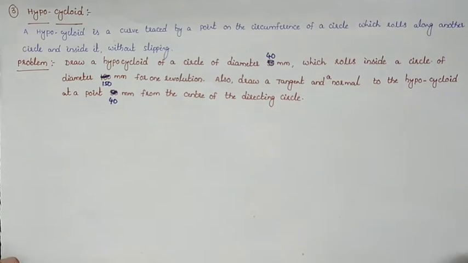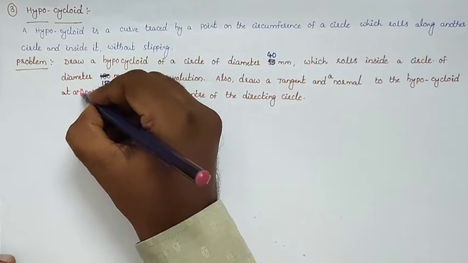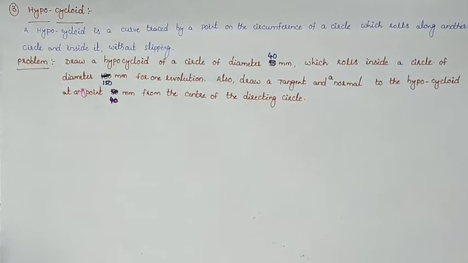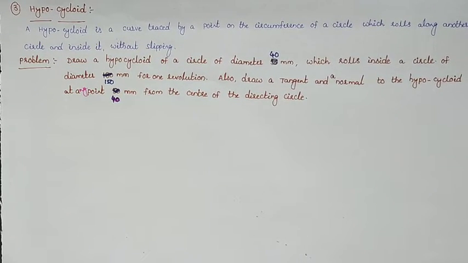So draw a hypocycloid. They are giving a problem here. Draw a hypocycloid of a circle of diameter 40 mm which rolls inside a circle of diameter 150 mm for one circle. Also draw a tangent and a normal to the hypocycloid at any point from the center of the directing circle.